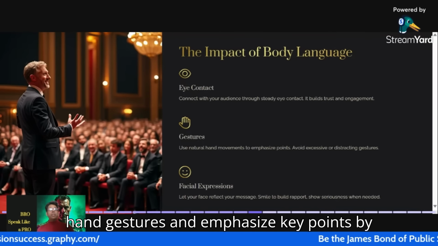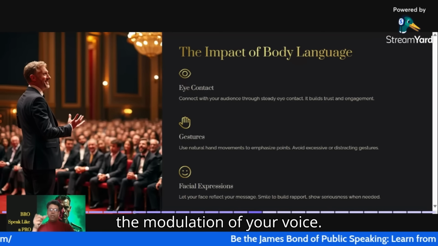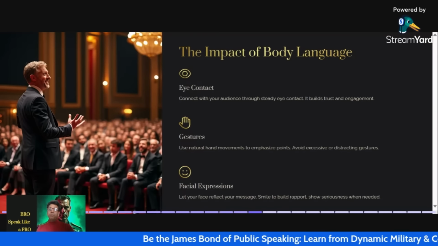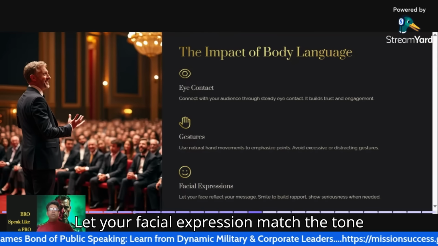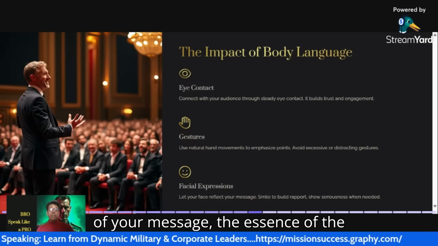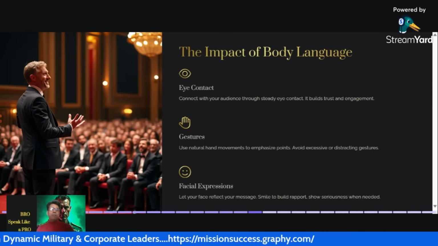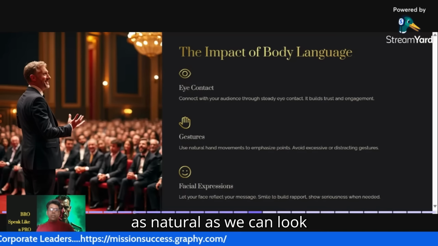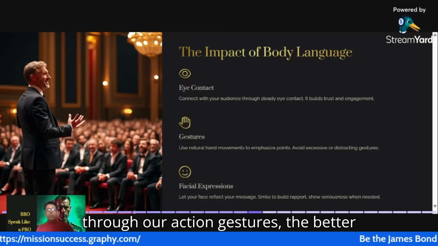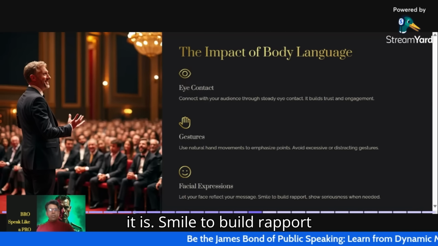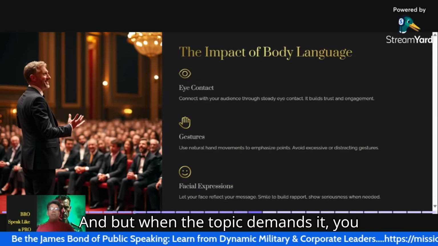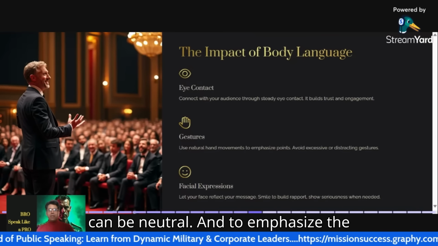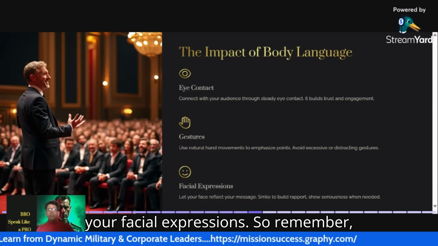Use natural hand gestures and emphasize key points by the modulation of your voice. Avoid excessive or distracting movements. Let your facial expression match the tone of your message, the essence of the message. I mean, the more natural we can look through our actions and gestures, the better it is. Smile to build rapport and don't look too serious, right? But when the topic demands it, you can be neutral, and to emphasize the importance of a topic, you can change your facial expressions.